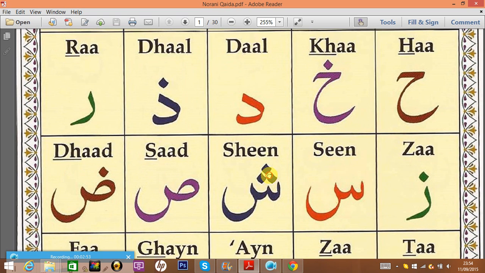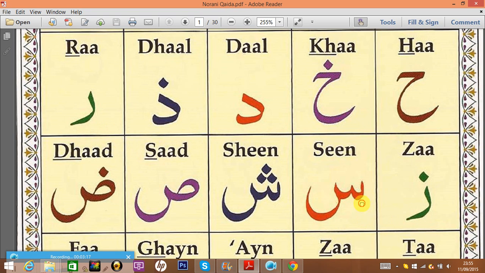Next is dal and zal. Only 2 writings. Dal, zal, same writing, the dot is different. When you see this writing with no dot on the top, that will be dal. When you see the same writing with 1 dot on the top, that will be zal. Next is ra and za. Same as dal and zal, the dot is different. Ra has no dot and za has 1 dot on the top.